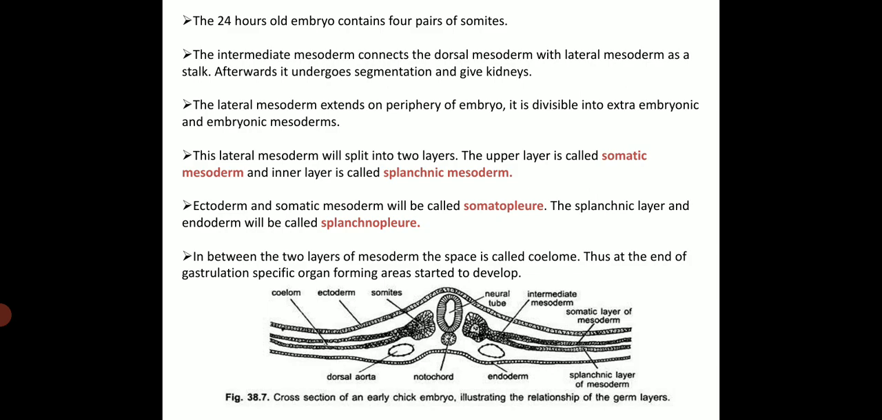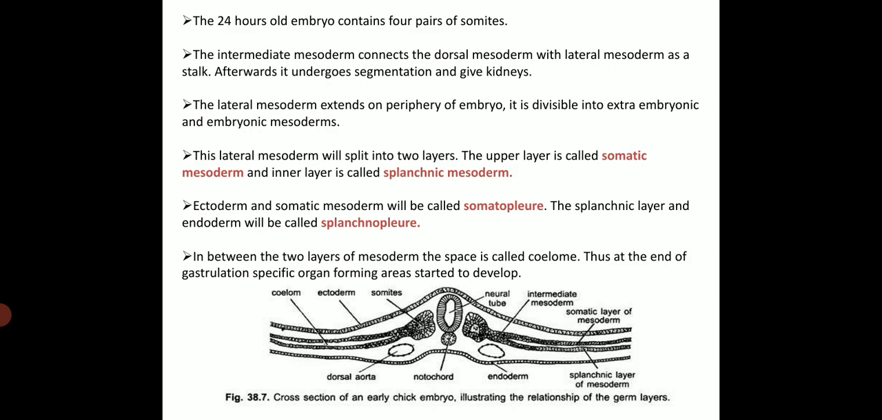The ectoderm and somatic mesoderm form the somatopleure, and the splanchnic layer and the endoderm form the splanchnopleure. The space in between these two, the somatopleure and the splanchnopleure, we call the coelom. Thus, at the end of gastrulation, specific organ-forming areas start to develop.